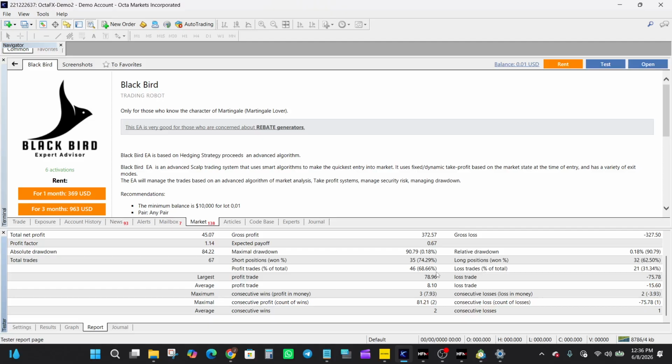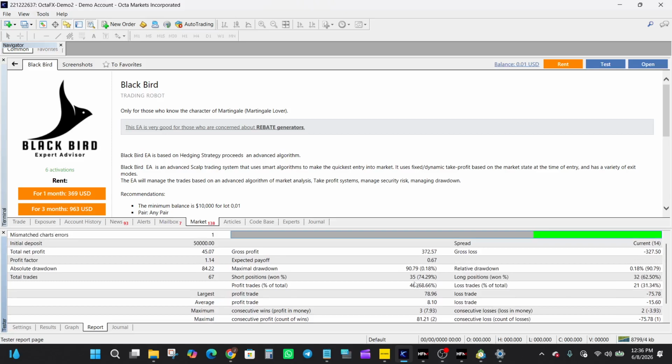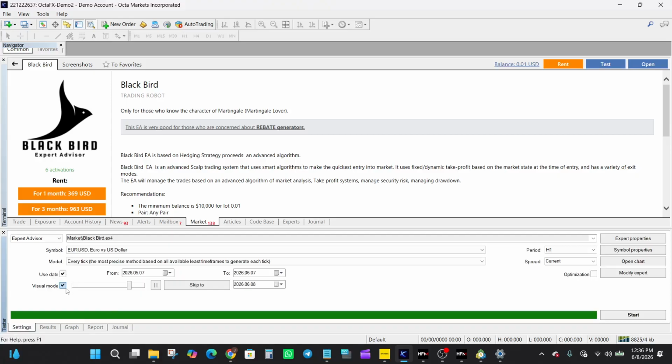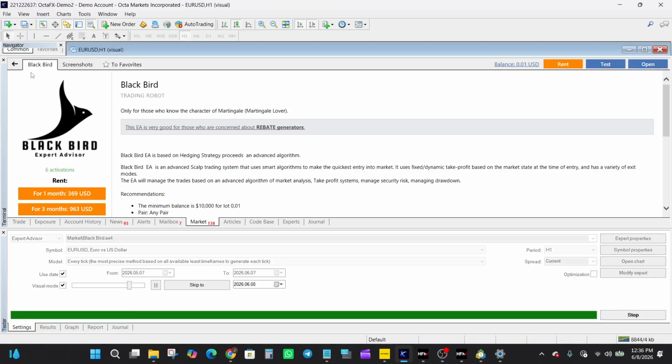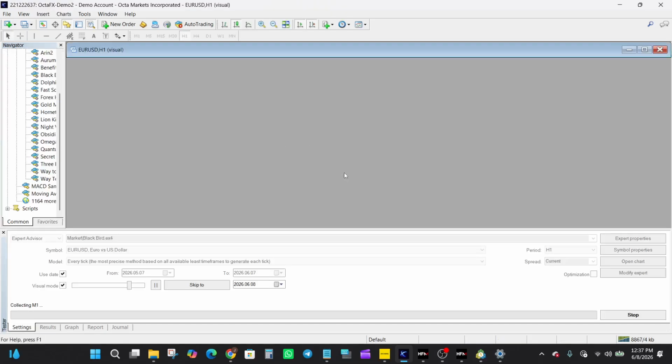So when you put side by side the win rate with this poor risk to reward ratio, it's not exactly surprising to have just a very little total net profit from 67 trades. All right. Now let's just quickly look at the EA in action. So I'm going to turn on the visual mode, same settings, and we can quickly look at the chart behavior.